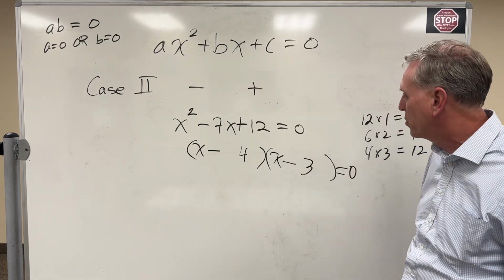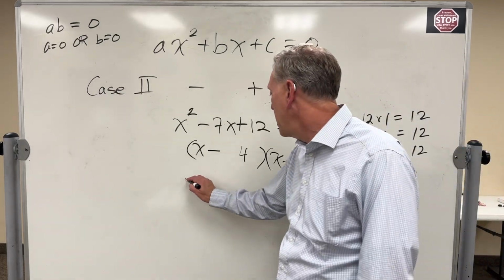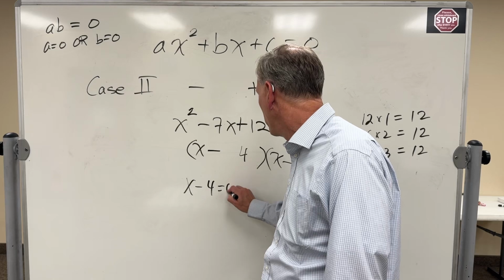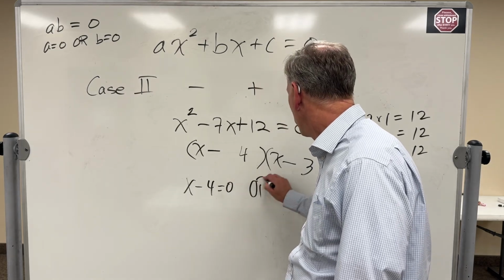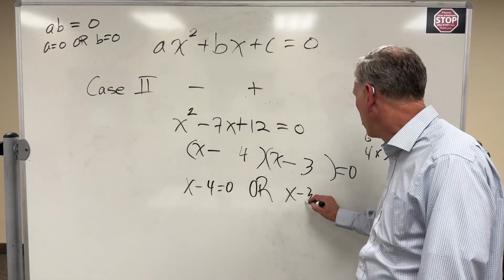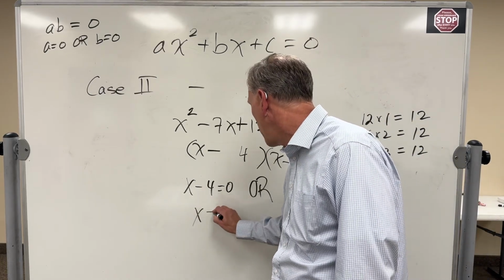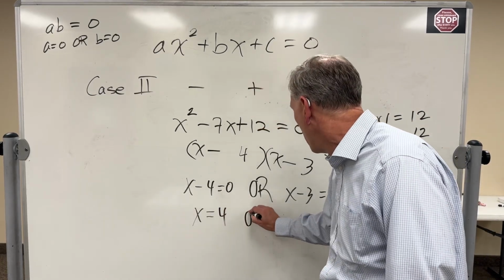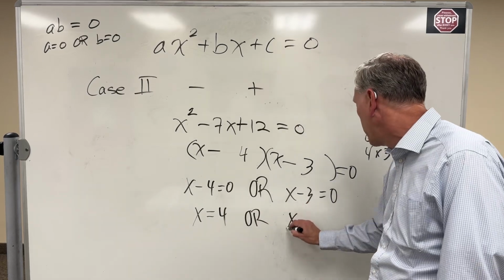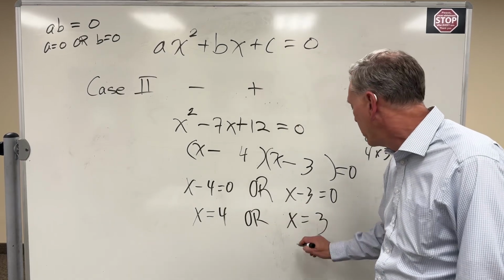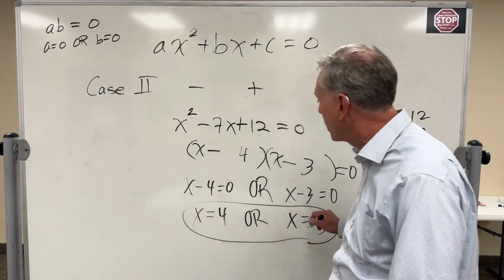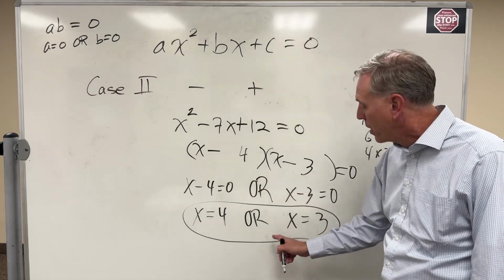We're going to set those equal to 0. And that means x minus 4 equals 0, or x minus 3 is equal to 0. And so again, this is add 4 to both sides. That's x equals 4. Or add 3 to both sides. This is x equals 3. And so there's our solution to this. Make sure you get to the solution. Don't just factor, but get to the solution.